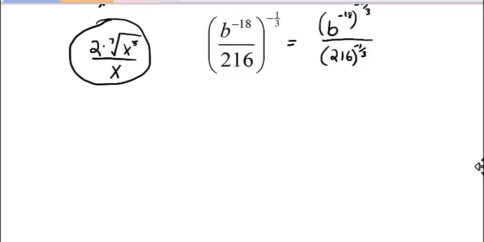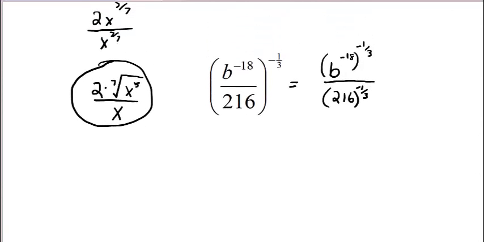Let's simplify from there. Whenever you have a power raised to another power, you multiply. So if we have b to the negative 18th power raised to the negative 1/3 power, you'd multiply negative 18 over 1 times negative 1 over 3. Negative 18 times negative 1 is positive 18, divided by 1 times 3, which is 3, and then 18 divided by 3 is 6.